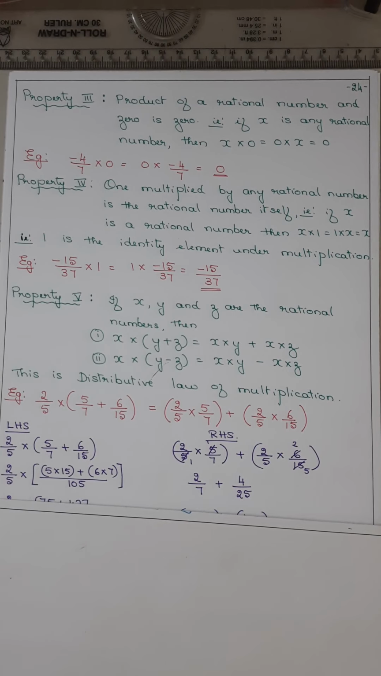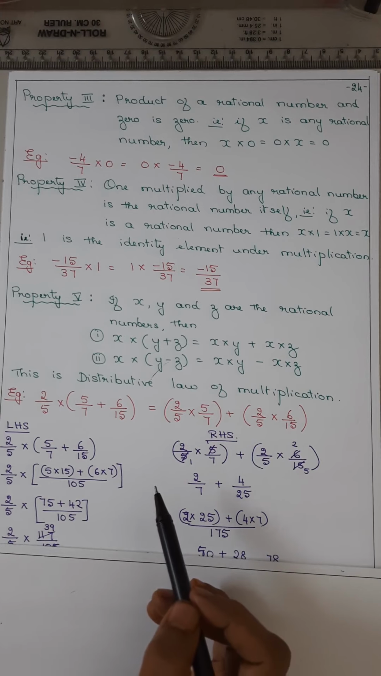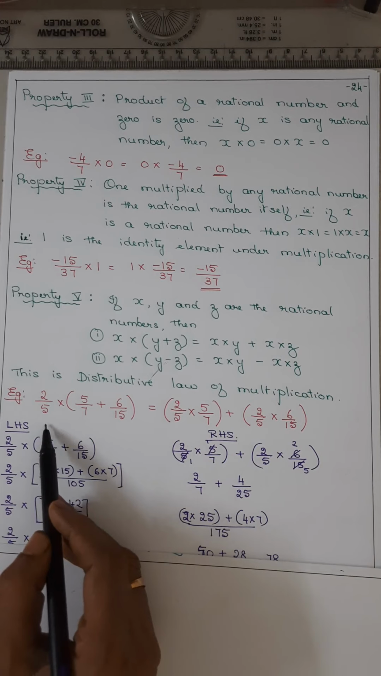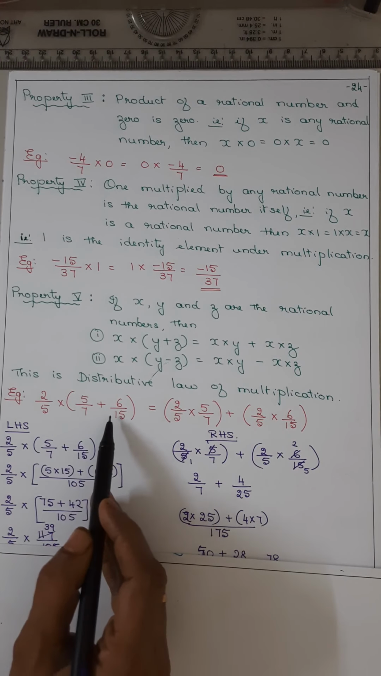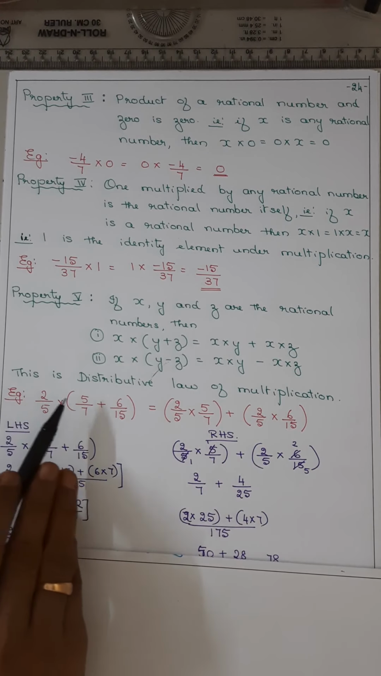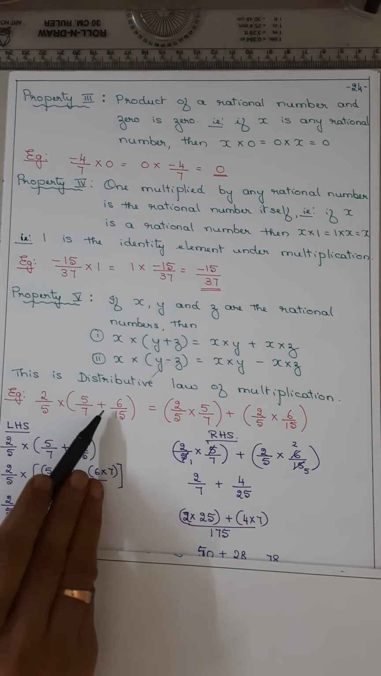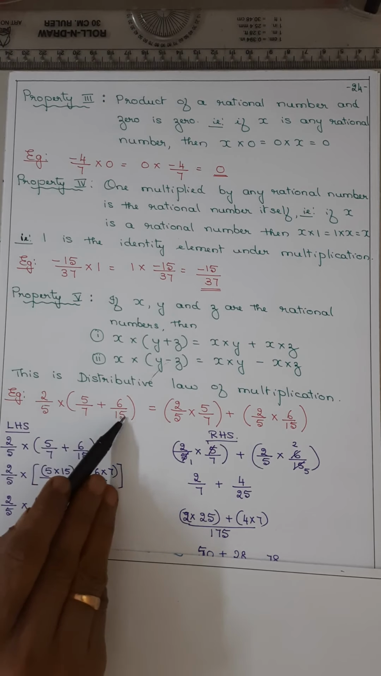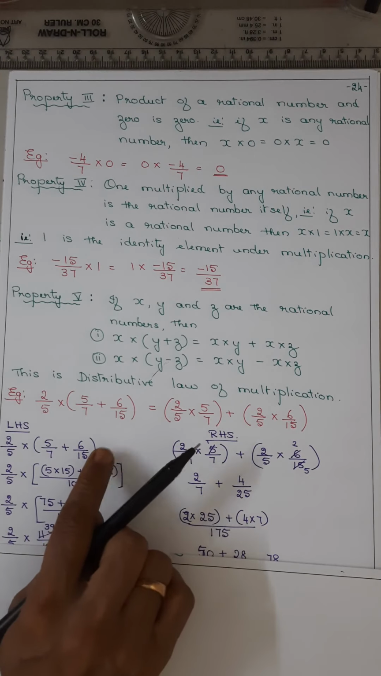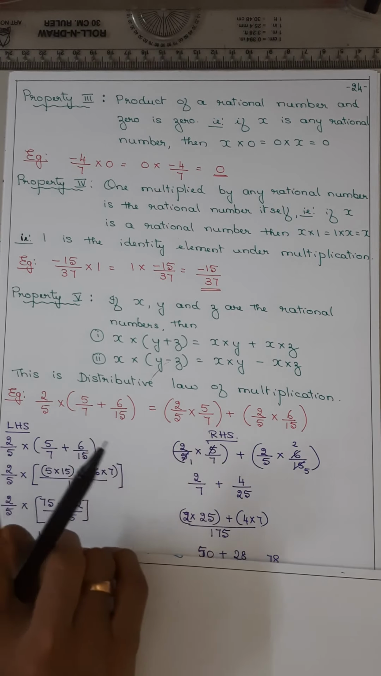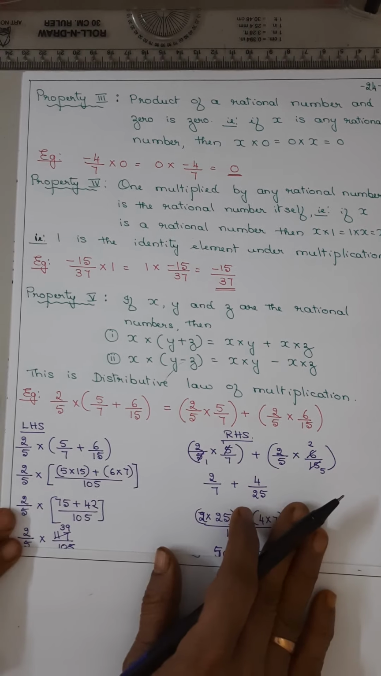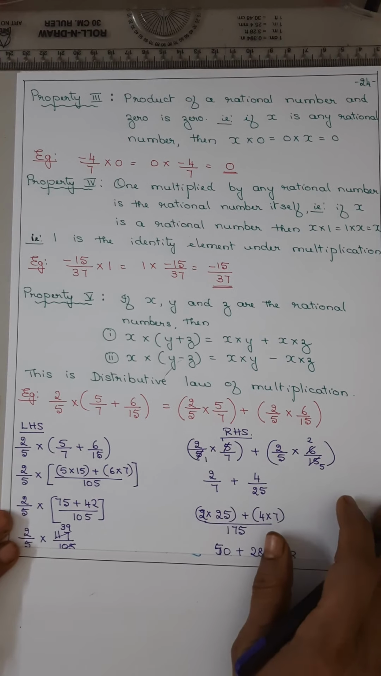Is it clear? Now to show that LHS is equal to RHS, we take 2 by 5 into (5 by 7 plus 6 by 15) is equal to 2 by 5 into 5 by 7 plus 2 by 5 into 6 by 15. First number into second number plus first number into the third number. Is it clear? Now coming to the LHS.